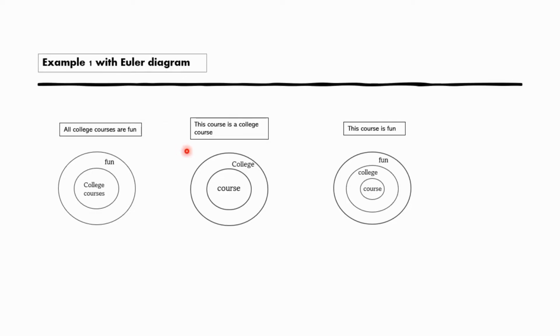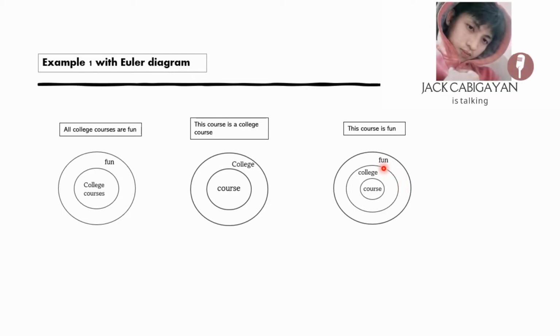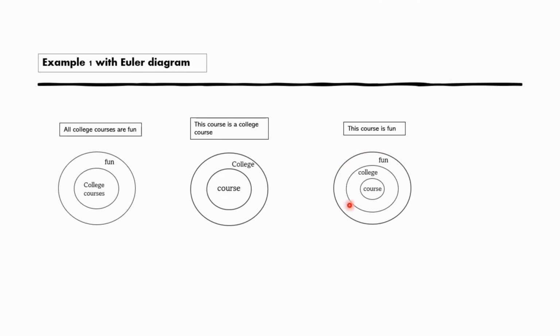This course is a college course. The course is said to be a college course, so our course is inside and covered by college. And lastly, our conclusion. This course is fun. So the course is inside and covered by college, while fun covers college and the course, since this course is said to be fun.